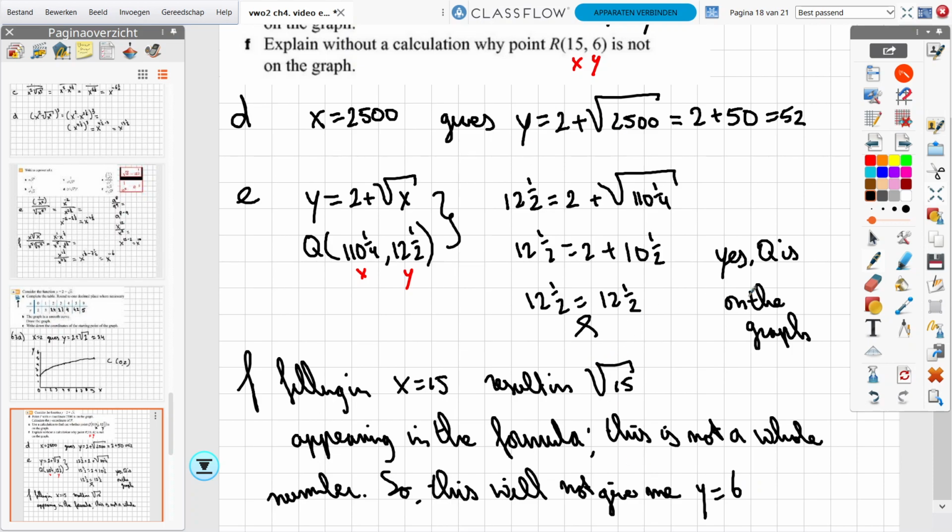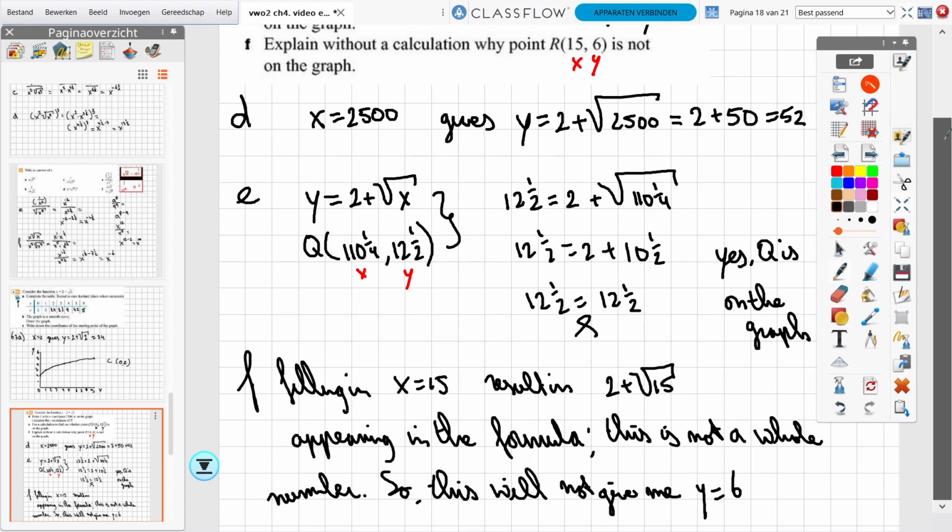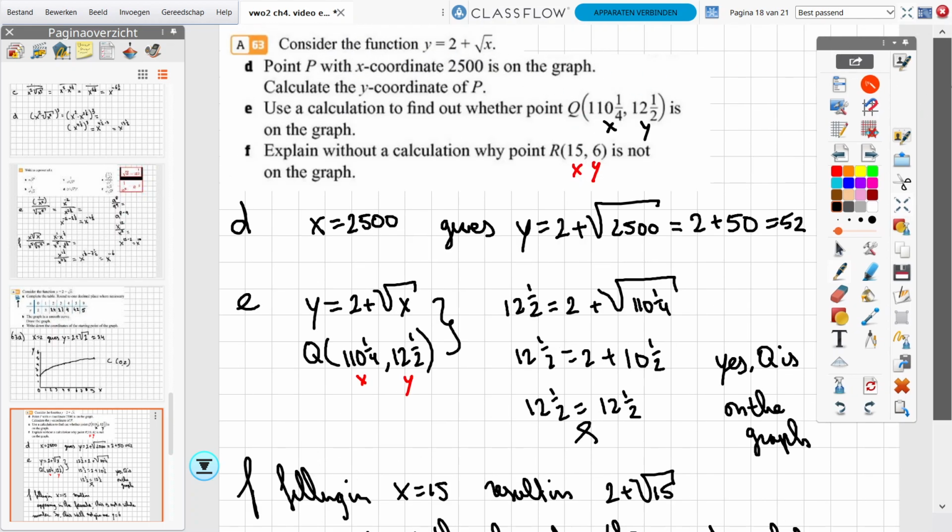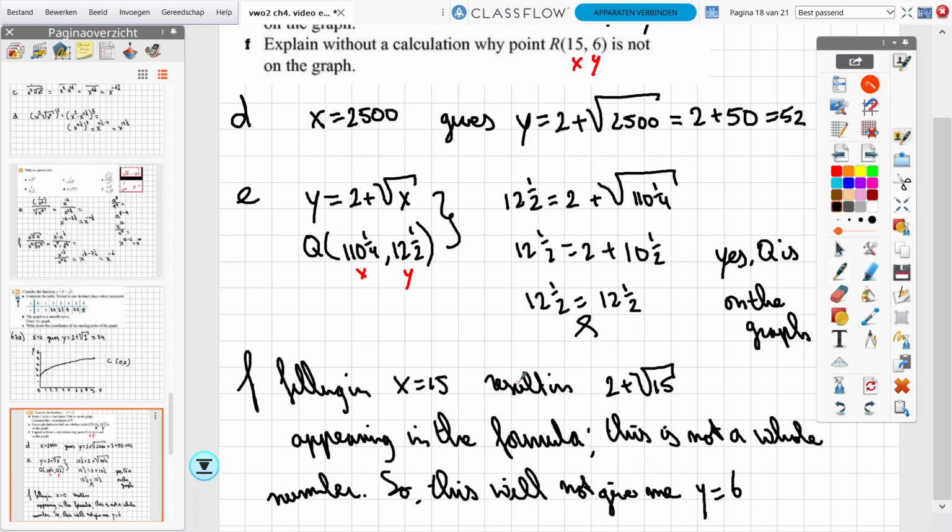And if I'm again working into the details, I could say not root 15 but results in 2 plus root 15, because we still have this 2 plus here, right? So filling in x is 15 will result in 2 plus root 15 appearing in the formula. This is not a whole number, so this will never give me y is 6. I didn't do the calculation here, I didn't put this into my calculator, but I already know that.